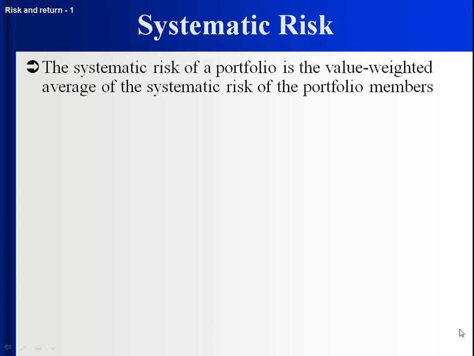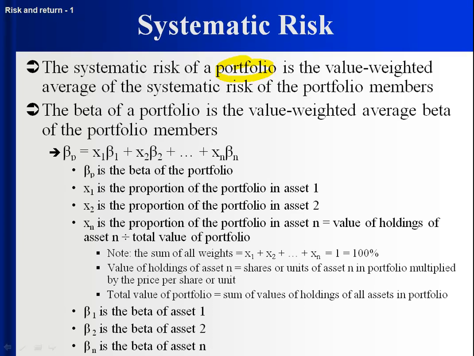So the systematic risk of the portfolio is simply a weighted average of the systematic risk of the portfolio members. There's no reduction through diversification, so it's just a weighted average. And so the beta of the portfolio is simply a weighted average, and the weight for each asset is simply the value of the holdings of each of those assets.